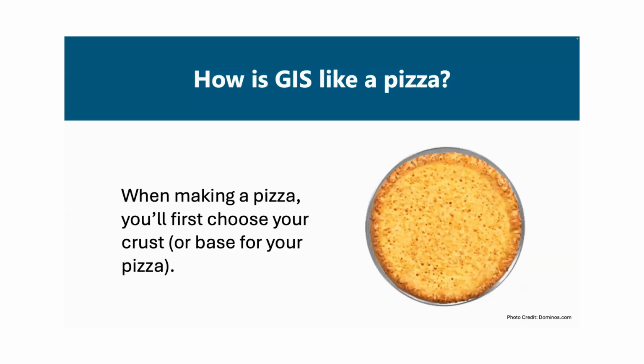In this lesson, we will explore how navigating a GIS map is similar to making a pizza. When you make a pizza, you first need to choose your crust or base pizza. You can choose a hand-tossed crust, a cauliflower crust, or perhaps even a crust made from pita bread. You have options for what you choose as your base. We have chosen a hand-tossed crust with tomato sauce and cheese as our base layer.